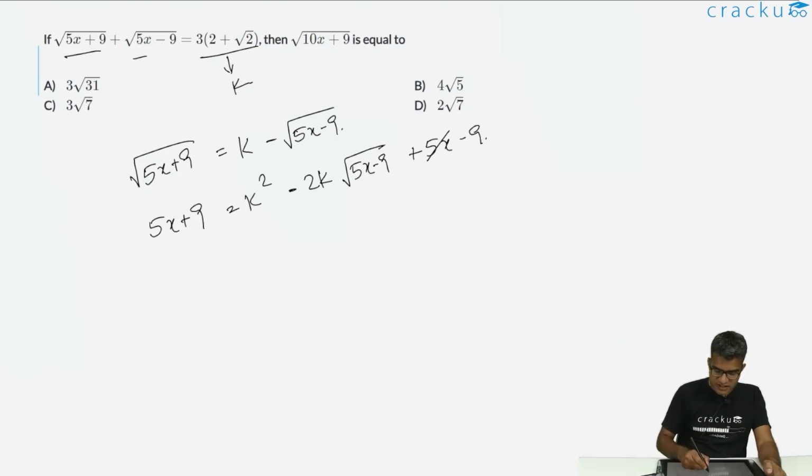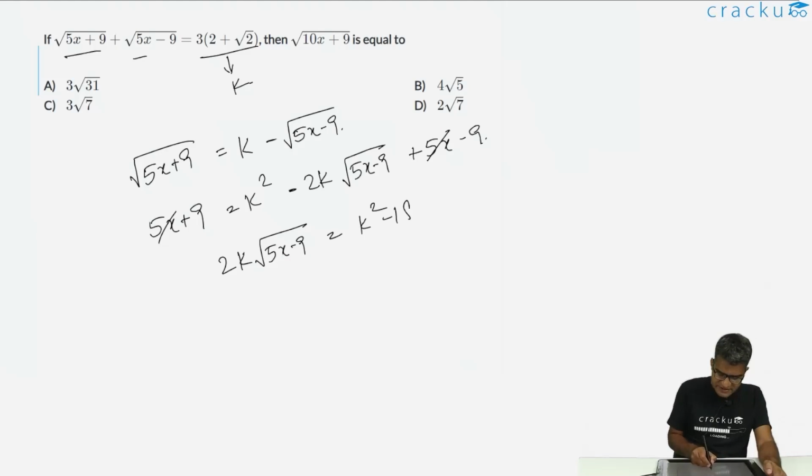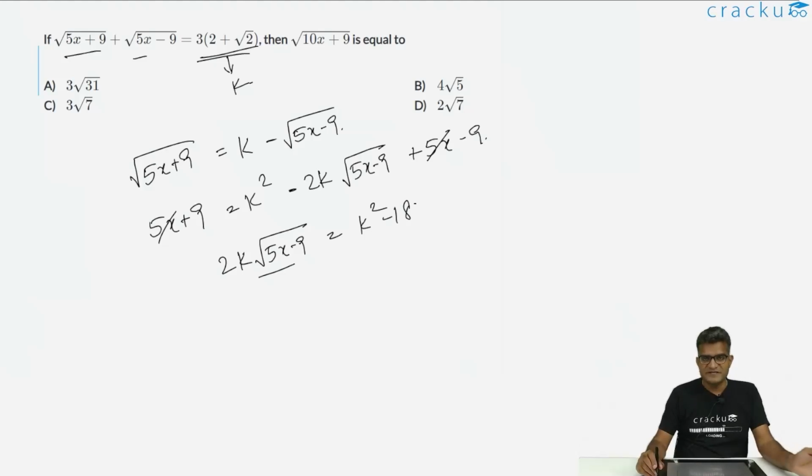Now the difference to earlier is that 5x gets cancelled. So we are going to get 2k into square root of 5x minus 9 is equal to k square minus 18. Now k is a constant, so we can calculate the value of k square. So we'll have only one term which is square root of 5x minus 9, which again we can square and calculate the value of x. That is what we are going to do.